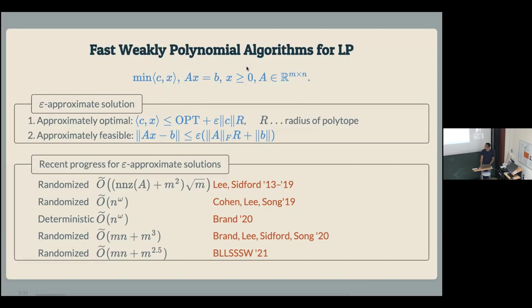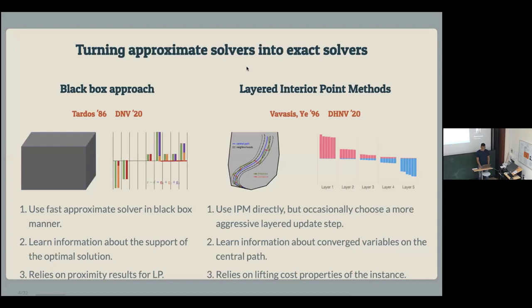So what do I want from an approximate solver? You have some epsilon input, and what you want is an approximately feasible and approximately optimal solution. In the lower half of the slide, we see the nearly optimal progress that has been made in recent years, and Jan presented yesterday the main ideas behind most of them. And for us, what's interesting is to turn these into exact solvers.